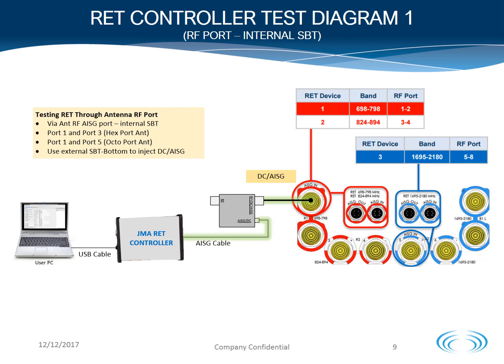RET controller test diagram 1. This test diagram shows you how to test the RET antenna through the RF port. Through the use of a bottom smart BIAST, the JMA RET controller can inject the DC and AISG signal to the RF port that has the DC and AISG bus. On this octo-port antenna, RF port 1 and RF port 5 can be connected to do the testing.